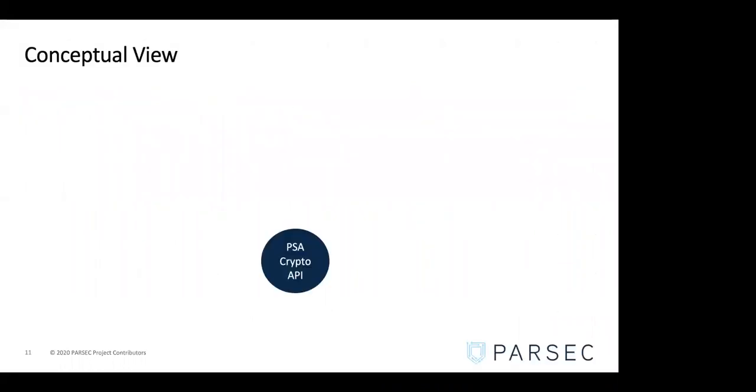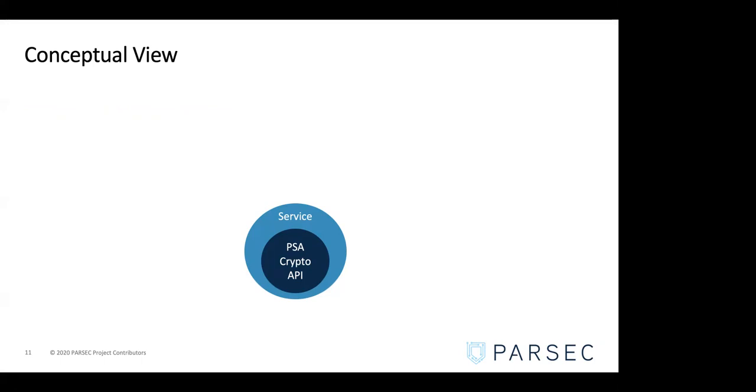And we'll start with the conceptual model. It begins with the API, specifically the PSA Crypto API. We've said that's a C language interface. It was designed for embedded programming on endpoints. So what Parsec does is it brings PSA Crypto into the application class world, this more rich compute world, by creating a service around the crypto API. So this is a software service. It represents and controls access to the underlying platform hardware.